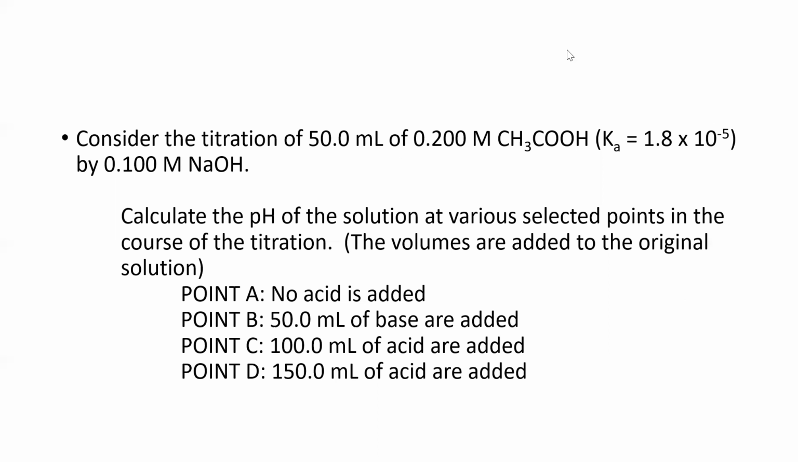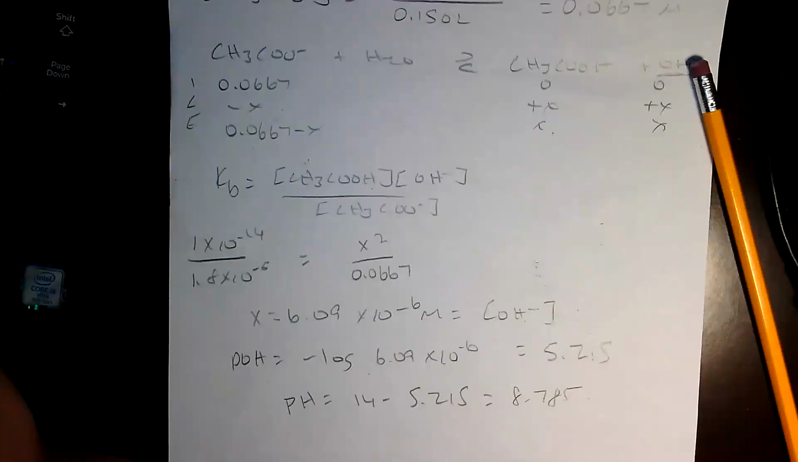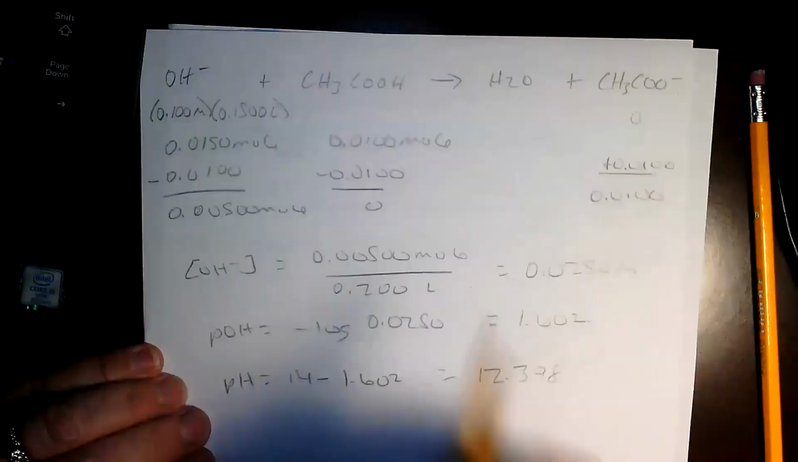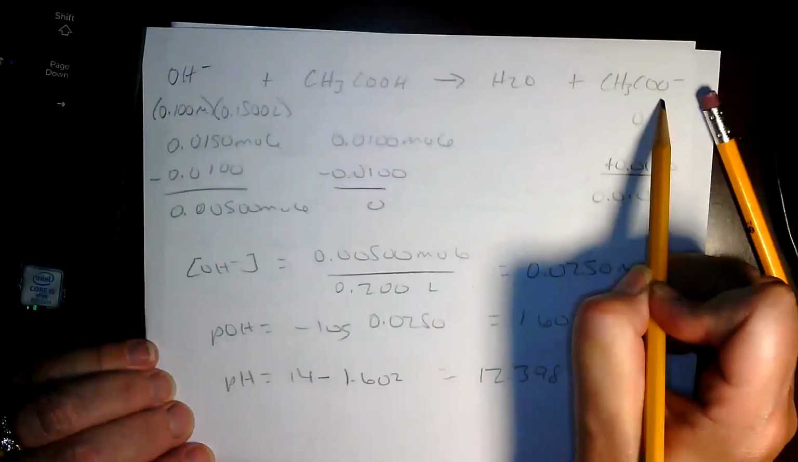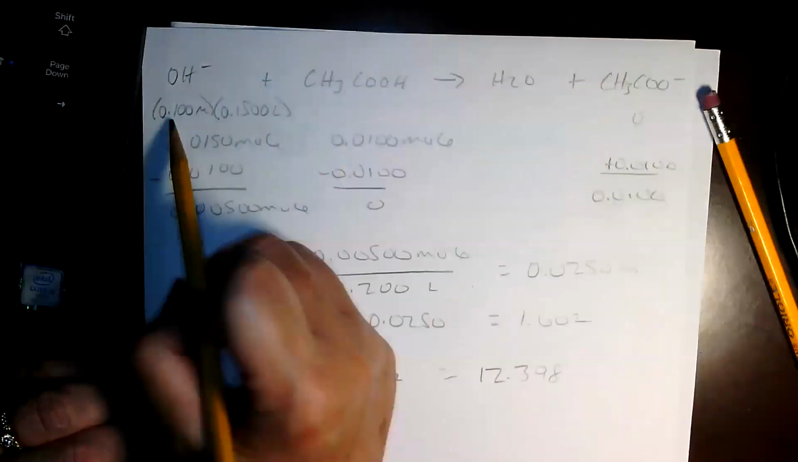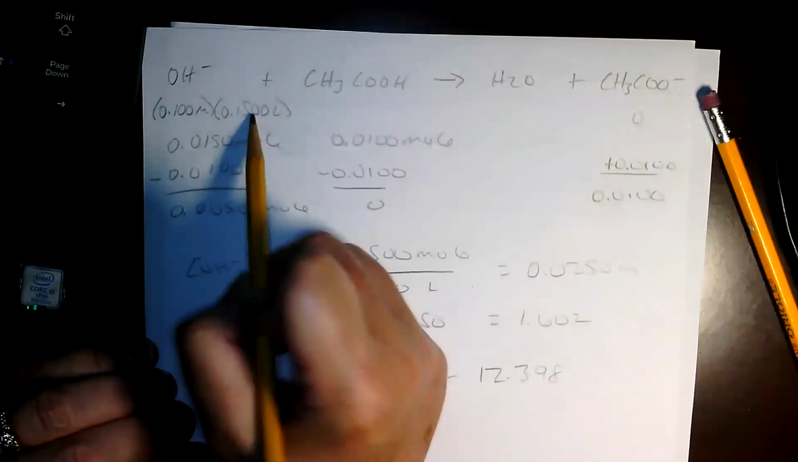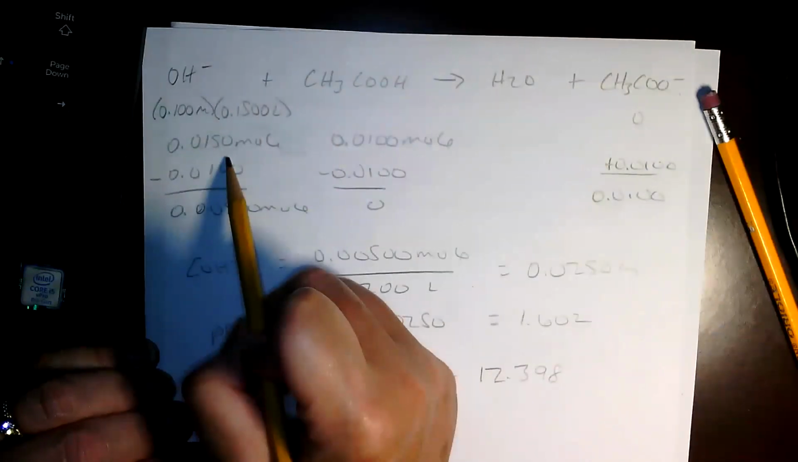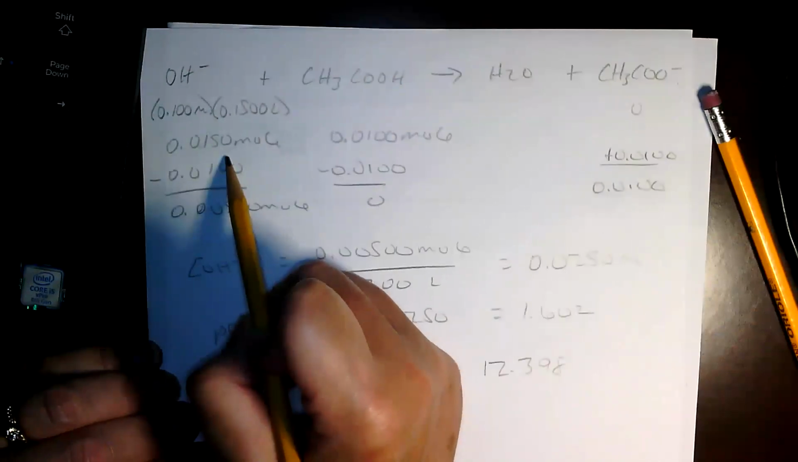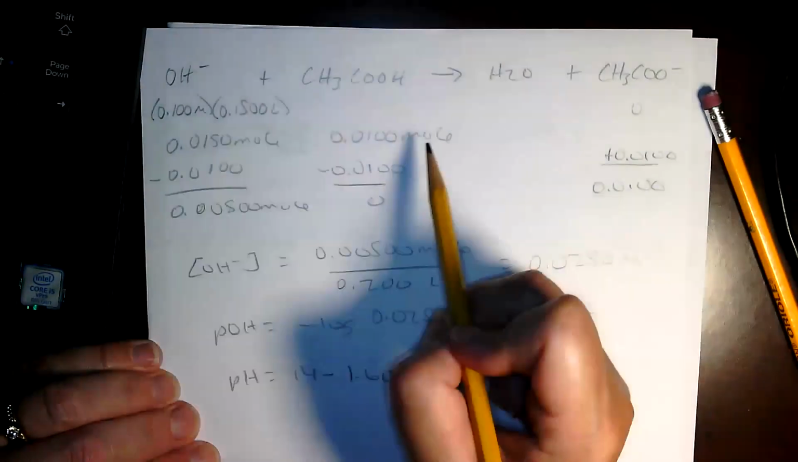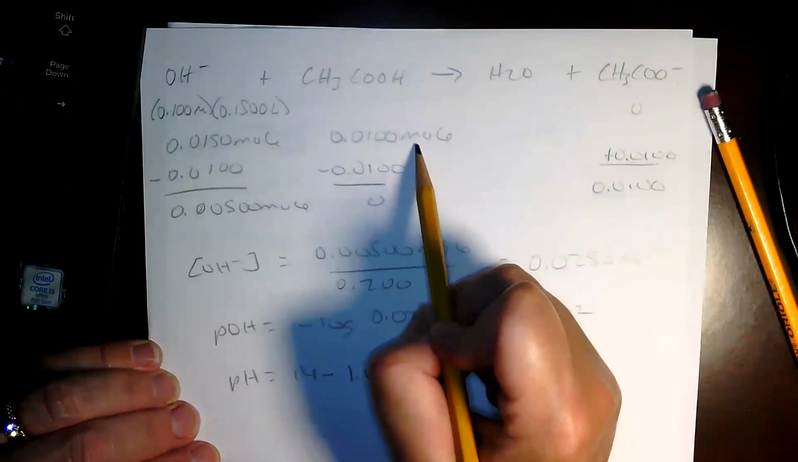All right. Let's see how we did. All right, so our reaction is going to be the same. We've got the molarity times the volume of our base. So now we've got 0.0150 moles of base and that same 0.0100 moles of acid.